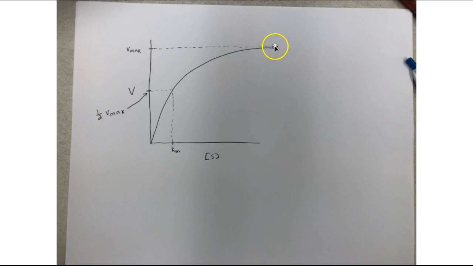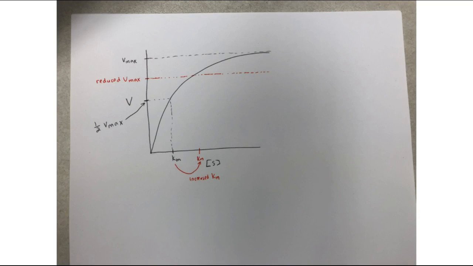At very high substrate concentrations, our enzyme approaches Vmax because the enzyme is saturated. Virtually every enzyme molecule is busy converting substrate to product. At very low substrate concentrations, we get a nearly linear increase in initial reaction rate with increasing substrate concentration. And Km, again, is just a value on the x-axis. It is a particular substrate concentration at which the initial reaction rate equals 1/2 Vmax. Now in this case, we are going to both reduce Vmax and increase Km.